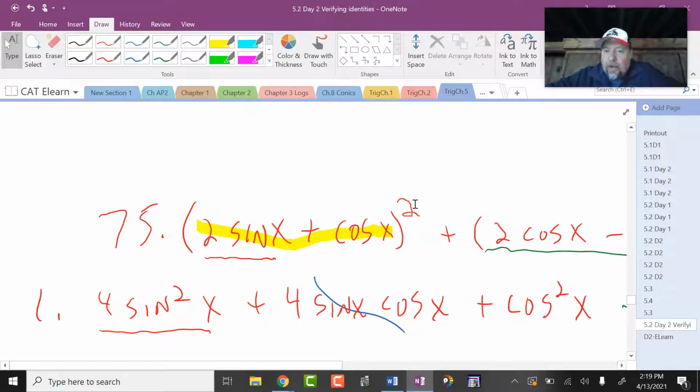To FOIL a squared set of parentheses, it's this times itself, 4 sine squared. It's this times this twice, because of what I just showed you with the lines, outer and inner. That's where I get the 4 sine cosine. And then this times itself, which is cosine squared. So there's the foiling of this.